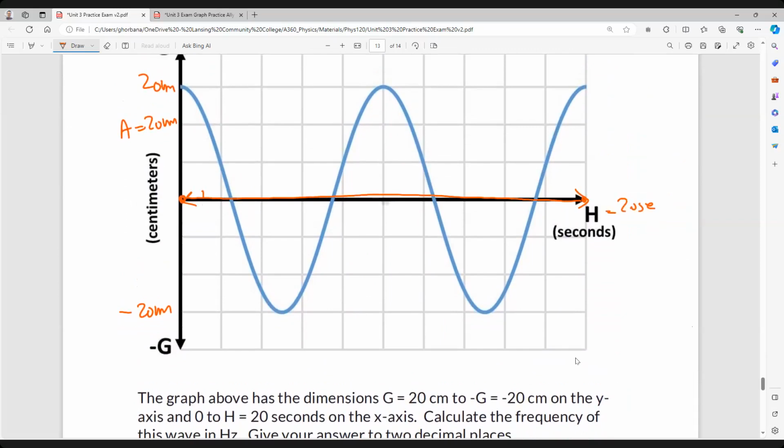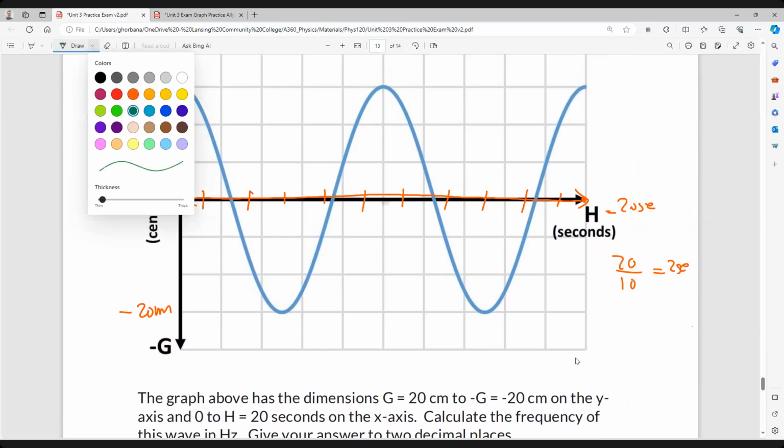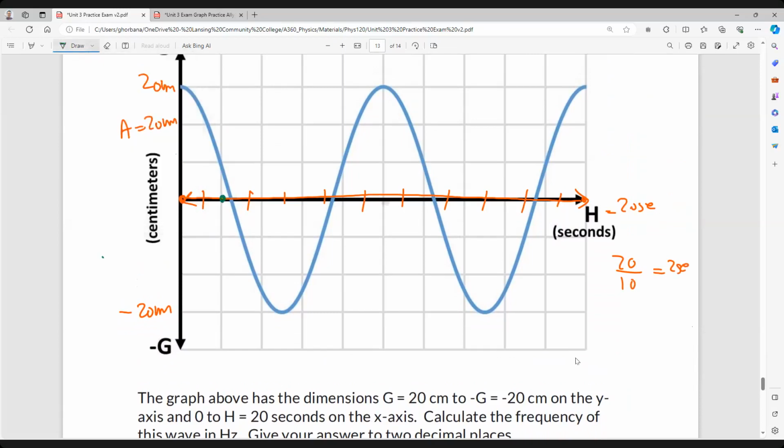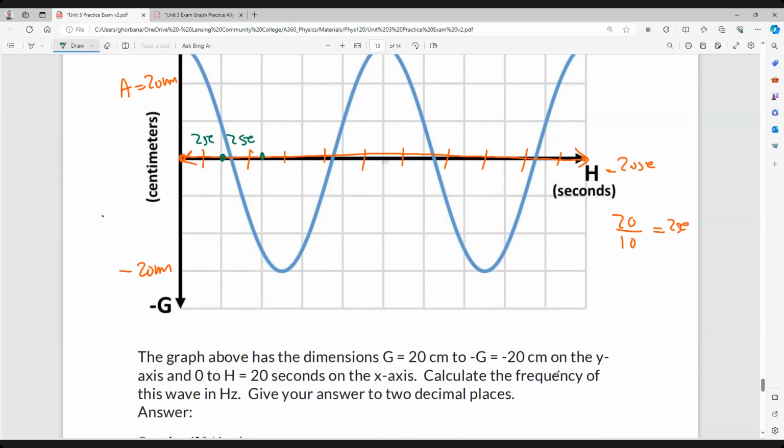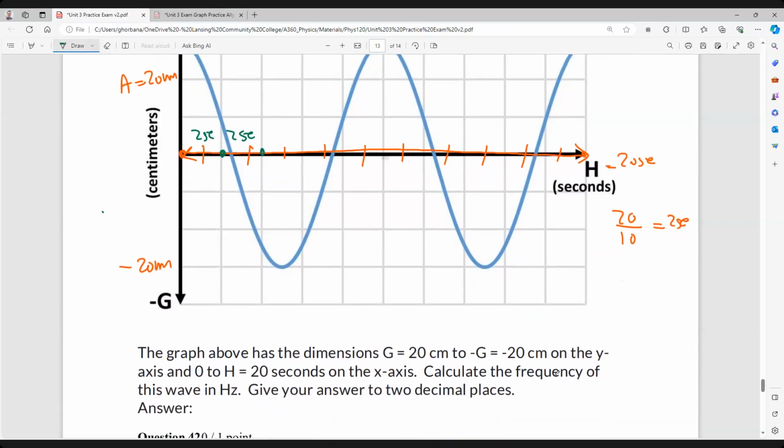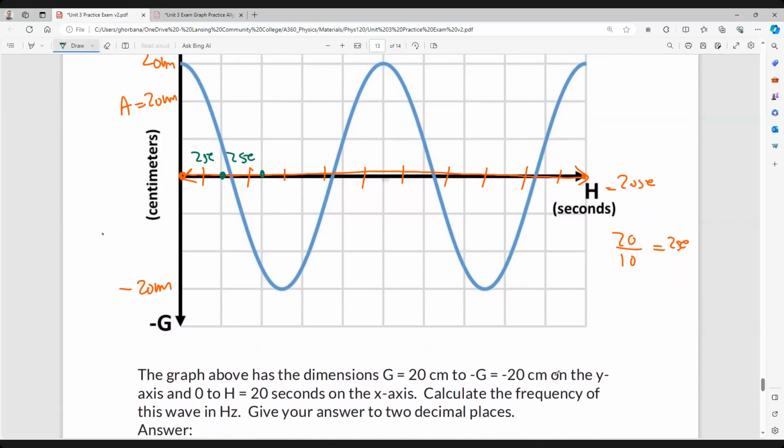Again, I will count 1, 2, 3, 4, 5, 6, 7, 8, 9, 10. So 20 divided by 10 is 2 seconds. So it means that each one of these, from here to here, is 2 seconds. Okay? But what is the question asking to calculate? Frequency. So what is the frequency?